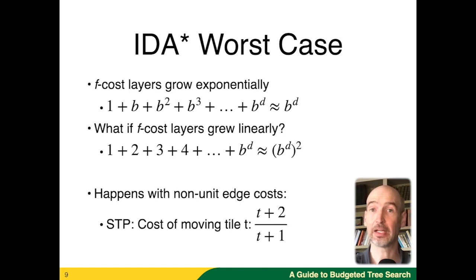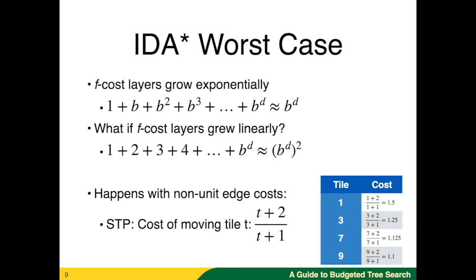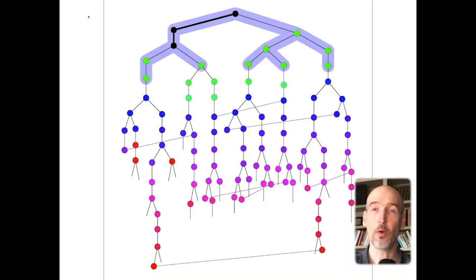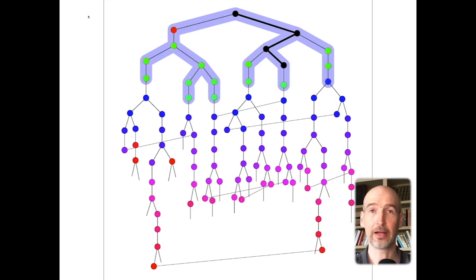And this can actually happen, and we're going to show one way of it happening when we use edge costs that are just slightly different than the unit edge costs that are typically used. So here, the cost of moving a tile is determined by the tile itself. So tile 1 has cost 1.5, where tile 9 has cost 1.1. And when we do this and run IDA star, we're running very fast, but we see here that the tree is actually still growing very slowly.